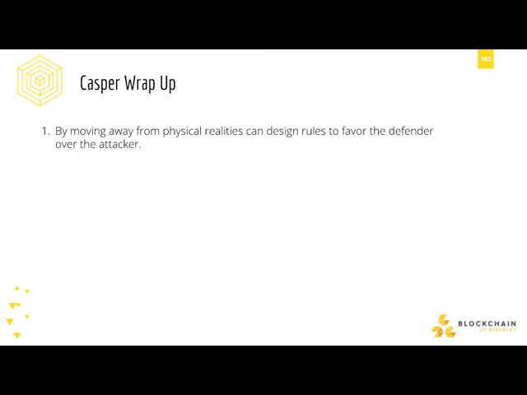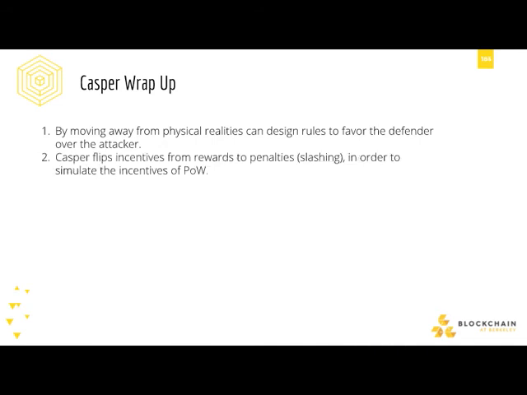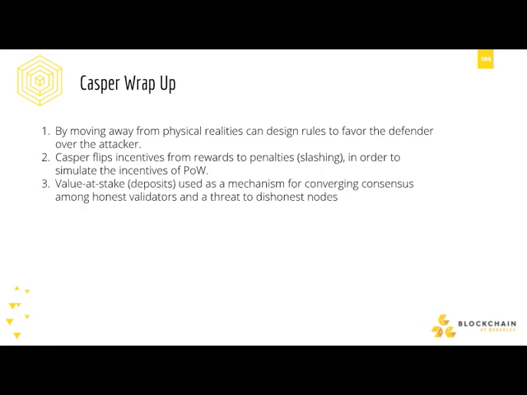So by moving away from these physical realities that proof of work has, you can really change the rules to favor the defender more, in this case by having disproportionate penalties to rewards. Casper flips these incentives by, rather than focusing on rewards like proof of work, really focusing on penalties and slashing. And proof of stake deposits are also used as a mechanism not only for convergence for good actors, but again as a threat to dishonest or malicious nodes.